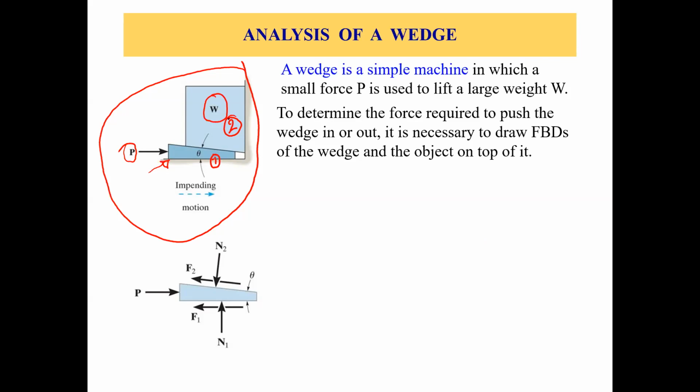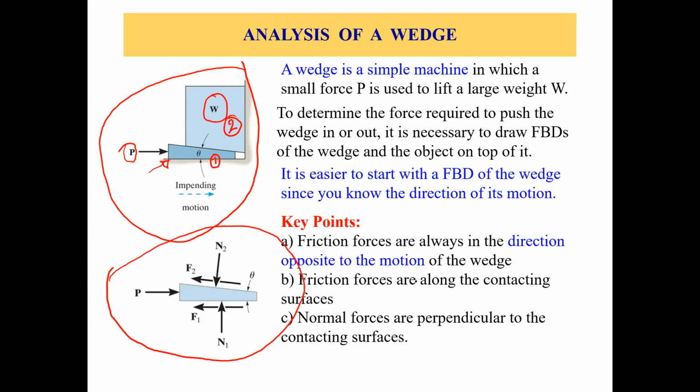Now if you look down at this diagram, what can you see? This is the free body diagram of the wedge. It's easier to start with the free body diagram of the wedge because we know the direction of its motion. Because we know the direction of this force P, we know that the wedge is moving in this direction, the positive X direction. That's why it's easier to start with the free body diagram of the wedge.